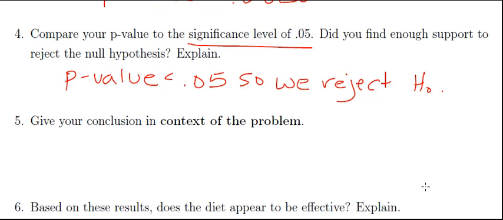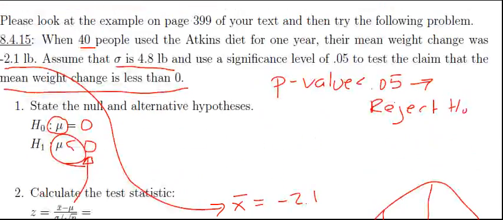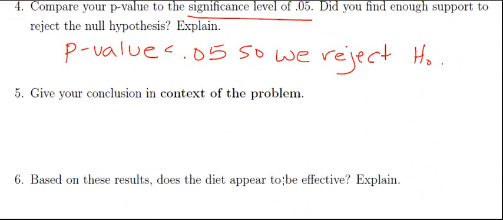And then we want to give a conclusion in context of the problem. I can go back up here. We're testing the claim that the mean weight change is less than 0. Did we or did we not find evidence of that? Well, since the p-value is less than 0.05, we're going to reject H naught and say, yes, we found evidence of that. So we found evidence that the mean weight loss for this diet is less than 0, mean weight change.